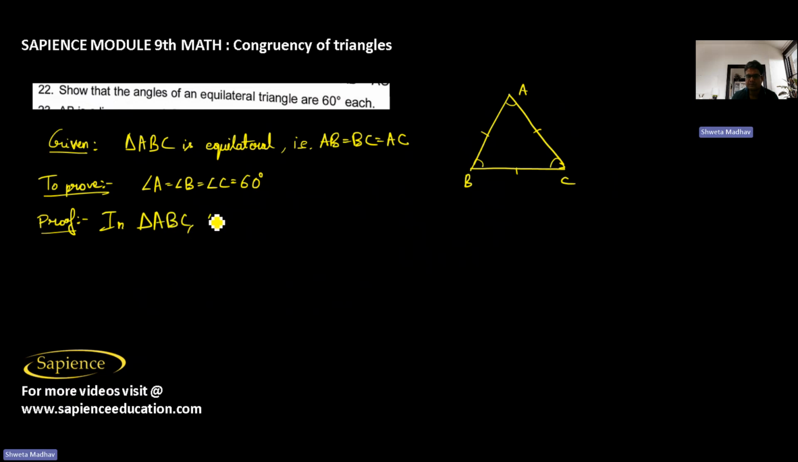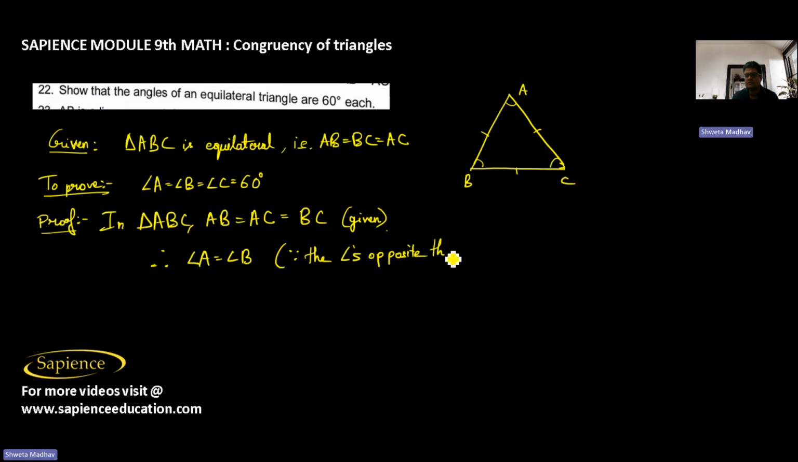In triangle ABC, AB equal to AC is equal to BC, which is given. So therefore, I can say that angle A will be equal to angle B. Since why? The reason is that the angles opposite to the equal sides of a triangle are also equal.